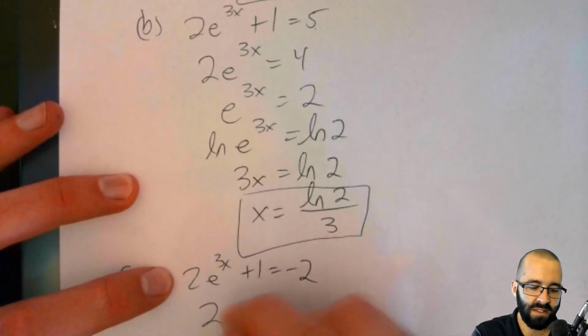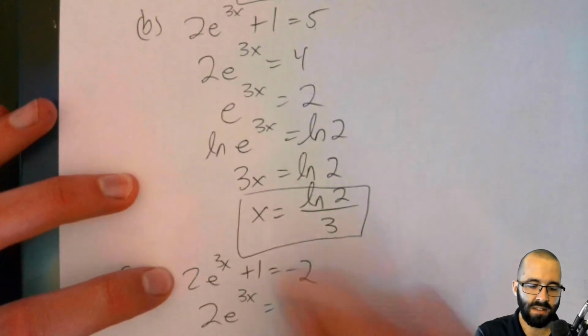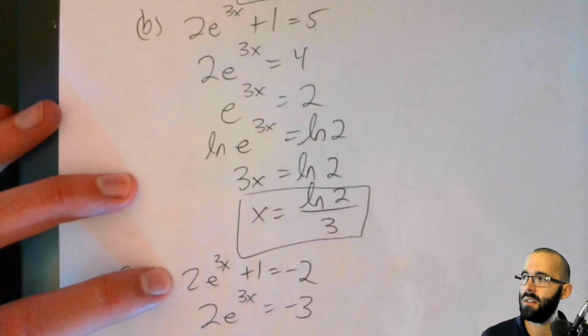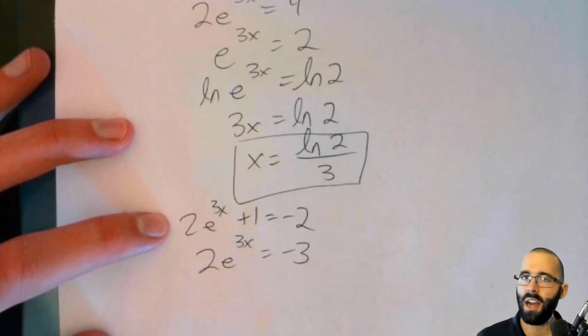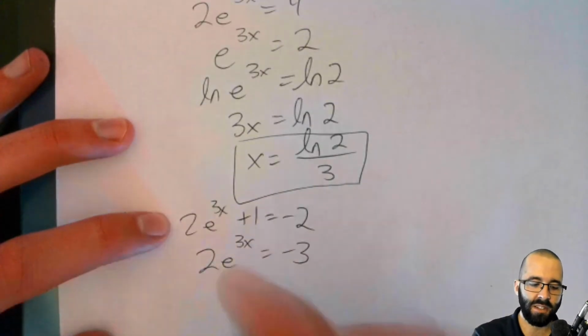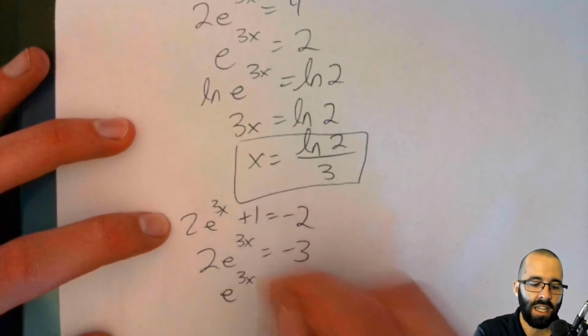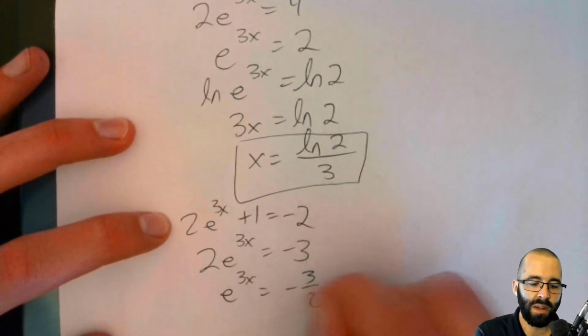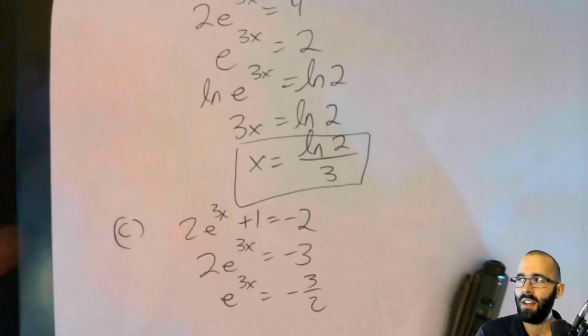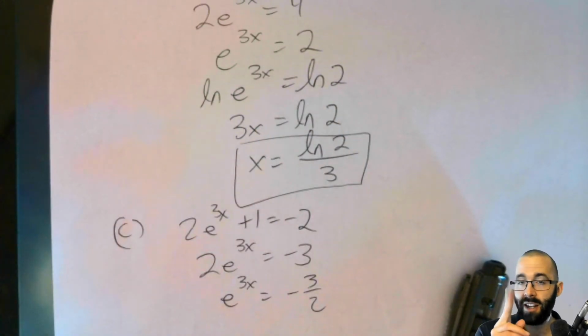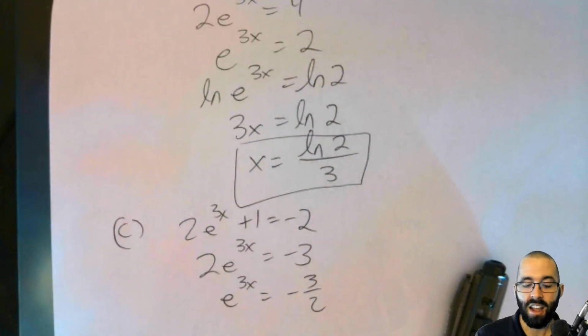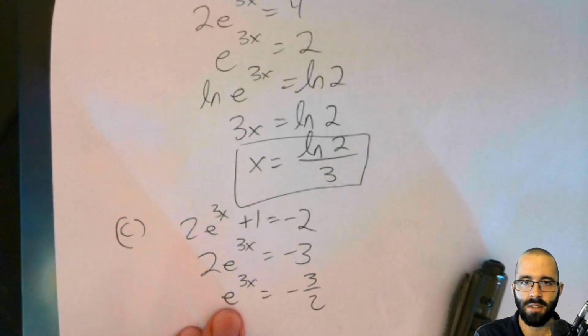Subtract 1 from both sides. 2e to the 3x is equal to negative 3. Isolate that exponential function. Divide both sides by 2. E to the 3x is equal to negative 3 halves. Now there's two things going on here depending on how you want to look at it. The first thing going on here, this is an exponential function. We've isolated the exponential function.